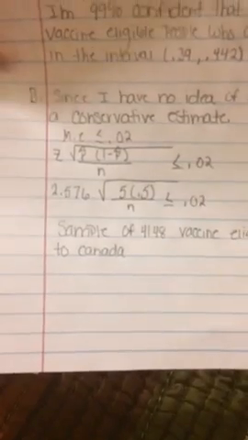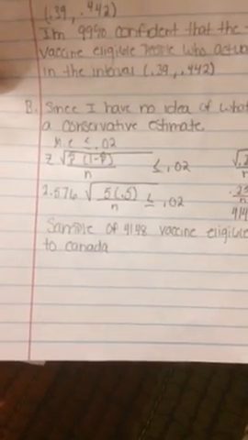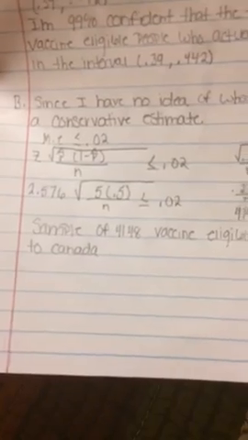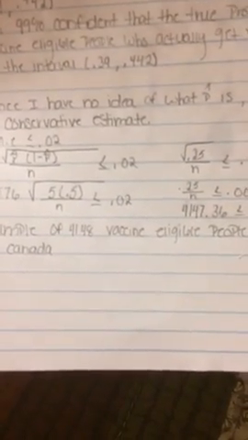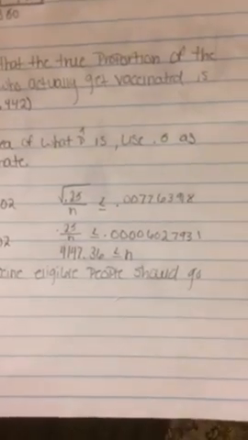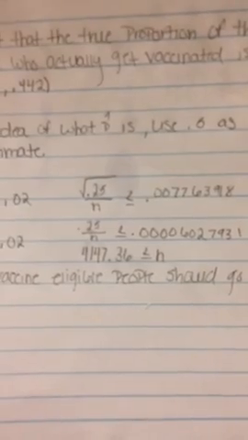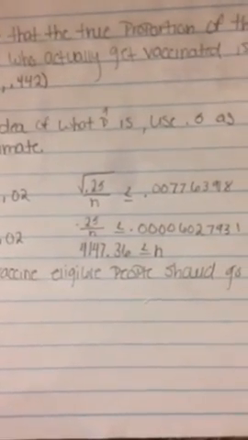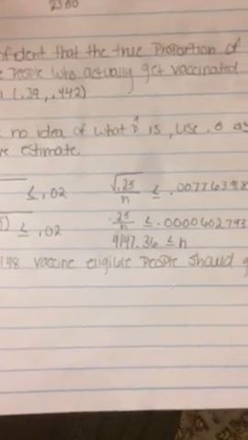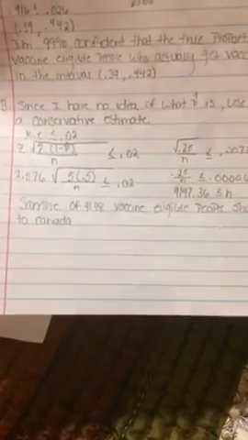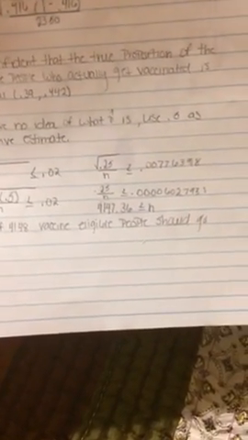So there's the formula again for the z, and then I did 2.576 times the square root of 0.5 times 0.5 divided by n, and that is less than or equal to 0.02, and then I got n equals 4,147.36, which is less than or equal to n. So a sample of 4,148 vaccine eligible people should be used, and that's my work.